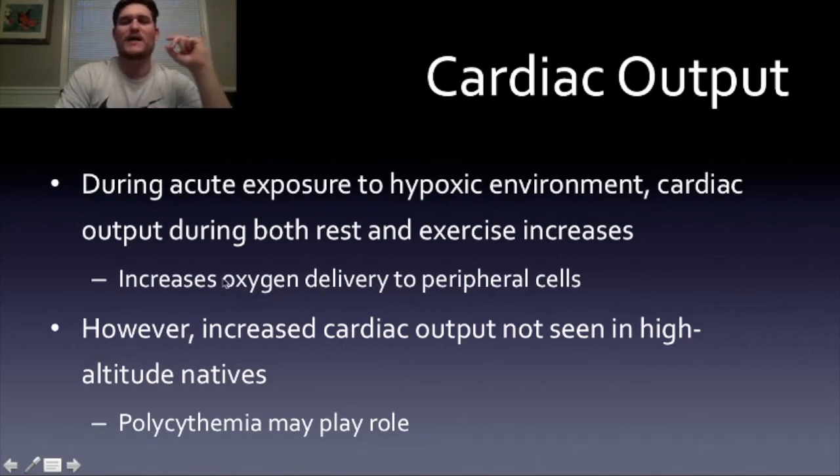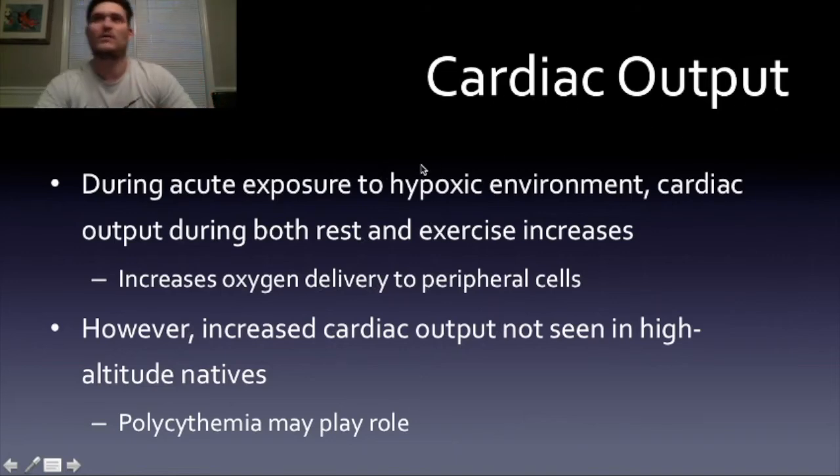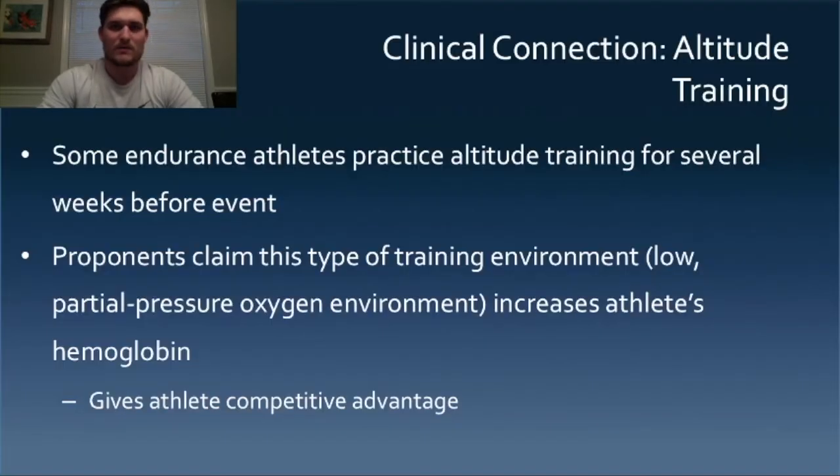But a lot of times, when you become acclimated, you don't see that same increase in cardiac output. A potential theory as to why that is occurring is that those acclimated individuals, the ones that live at high altitudes, probably have polycythemia, a high red blood cell count, and so maybe that increase in cardiac output isn't necessary to maintain metabolism and O2 delivery at rest.